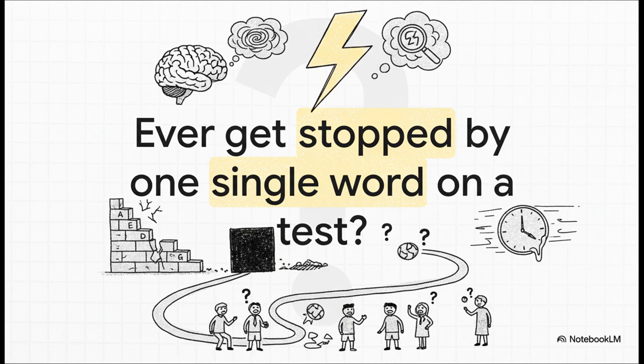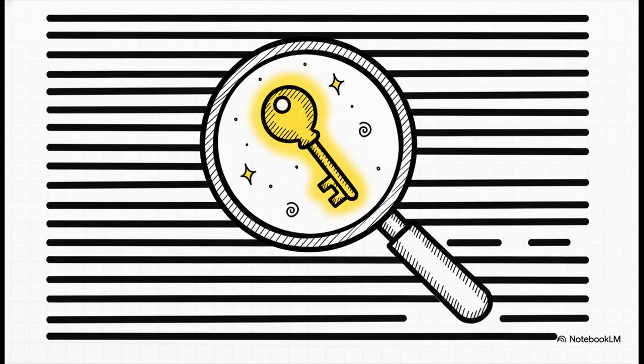because it feels like everything depends on this one impossible word. But what if I told you that in almost every single case, the answer you're looking for is hiding in plain sight? Seriously, the text itself gives you everything you need to know to unlock that word's meaning. You just have to learn how to see it.